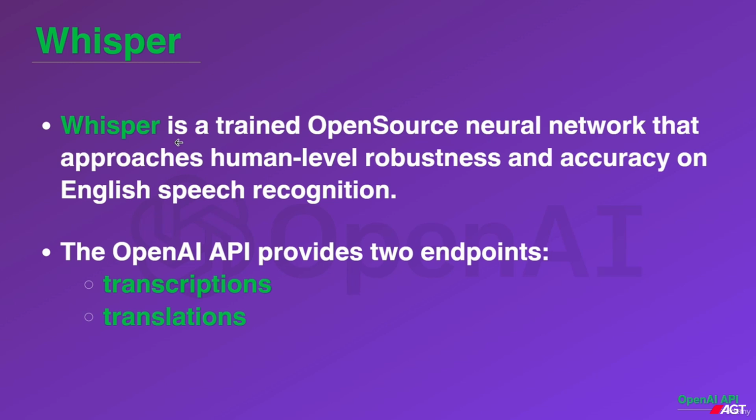Whisper is a trained open source neural network that approaches human-like robustness and accuracy on English speech recognition. The model supports tens of languages and was trained on hundreds of thousands of hours of multilingual and multitask supervised data collected from the internet. The OpenAI API provides two endpoints, transcriptions and translations, based on the state-of-the-art open source Whisper model. Practically, you can use this model to transcribe audio into whatever language the audio is in, or to translate and transcribe the audio into English.